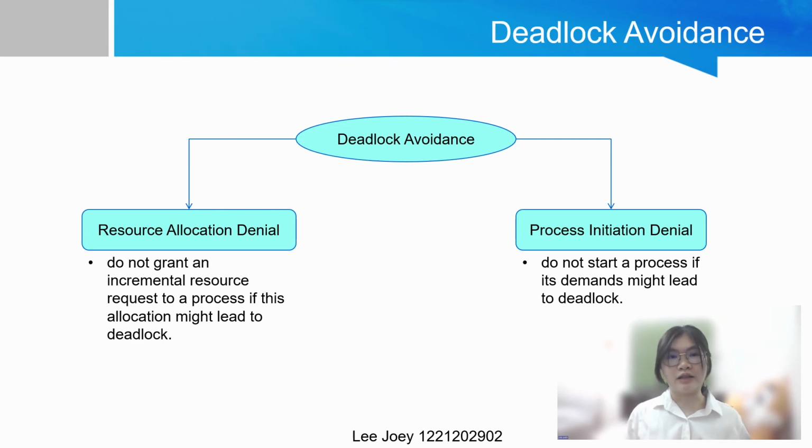The state of the system reflects the current allocation of resources to processes. There are two states, which are safe state and unsafe state. A safe state is one in which there is at least one sequence of resource allocations to processes that does not result in a deadlock. Meanwhile, an unsafe state is a state that is not safe, and it might lead the system into a deadlock.